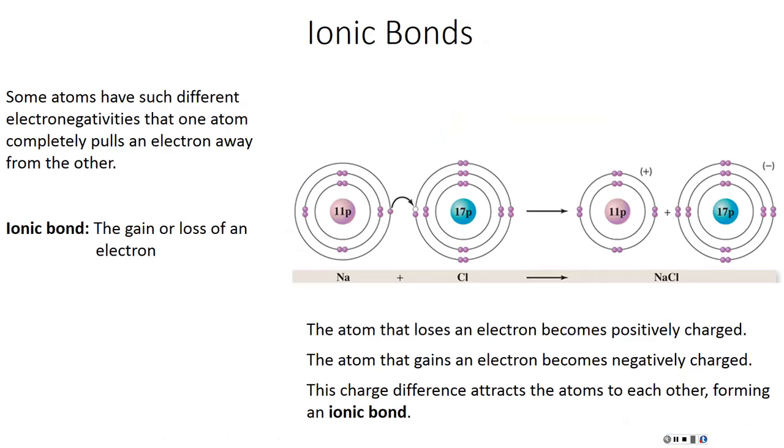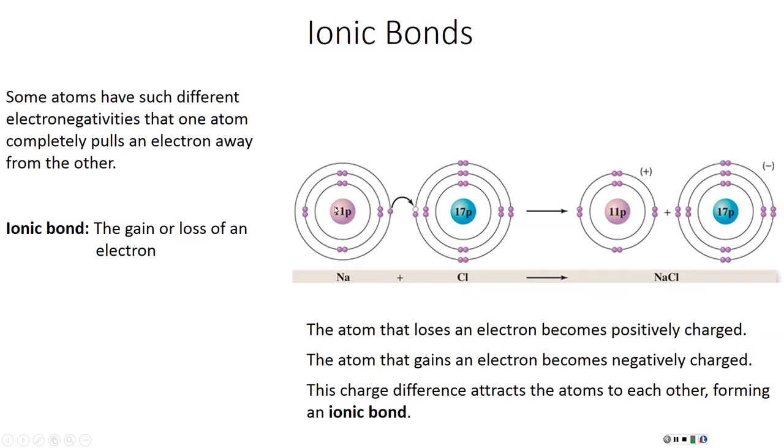All right, the last type of bonds that we're going to talk about is medium in strength. So covalent is the strongest, ionic is in the middle, hydrogen is the weakest. We're going to look at salt. Table salt is sodium chloride, so NaCl. Well, how do we get this? Well, first we need to look at sodium by itself and chlorine by itself.